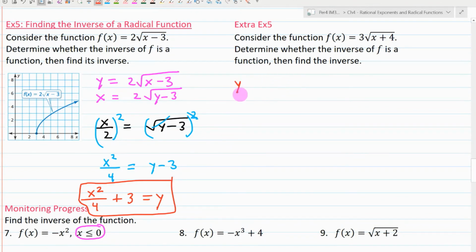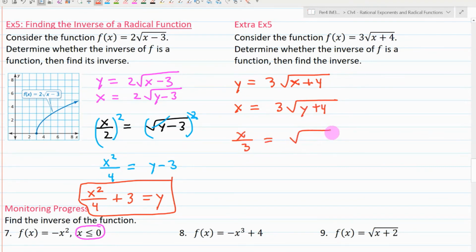For this one, we're going to have y equals 3 times the square root of x plus 4. Then we'll switch the x and the y. Then we have to divide by 3 because that 4 is in the radical. We can't move it. So we're going to divide both sides by 3. Then we will square both sides. When you square a fraction, you square the top and bottom separately. And then a square and a square root cancel each other out. And then we're going to subtract 4 from both sides.